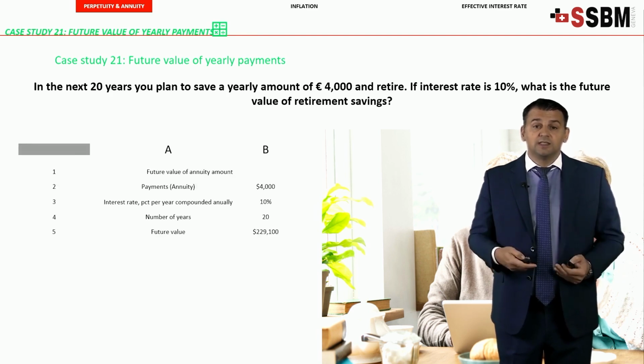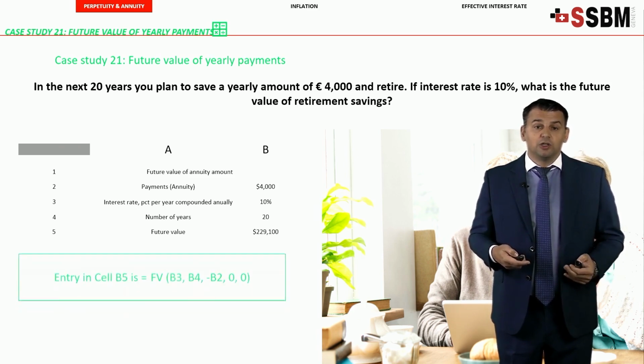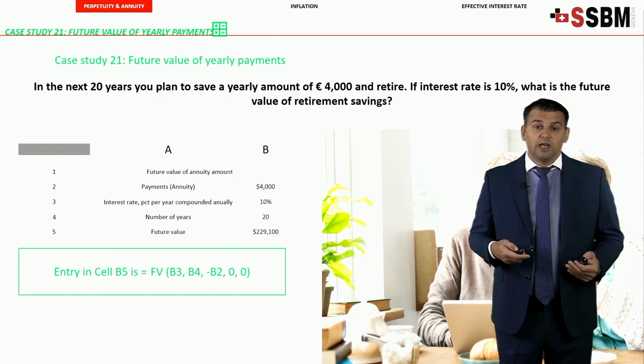So in this table, you have different inputs. In Excel, you enter in B2, 4,000, your annuity, in B3, 10% for the interest rate, in B4, the number of years, 20. In B5, insert function, you have here the FV formula.